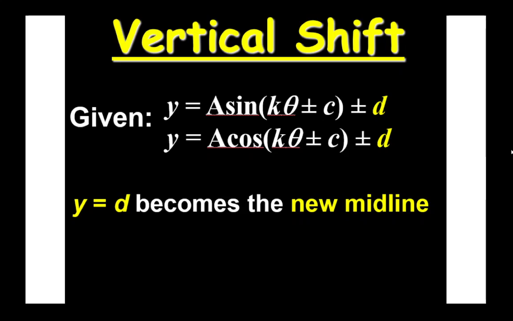Basically, if you have a sine or cosine equation and you add or subtract d at the end, that's going to be the new midline. And as I hope you see from this warm-up, that's also going to affect the range. It's going to affect the range as the midline ends up shifting up.